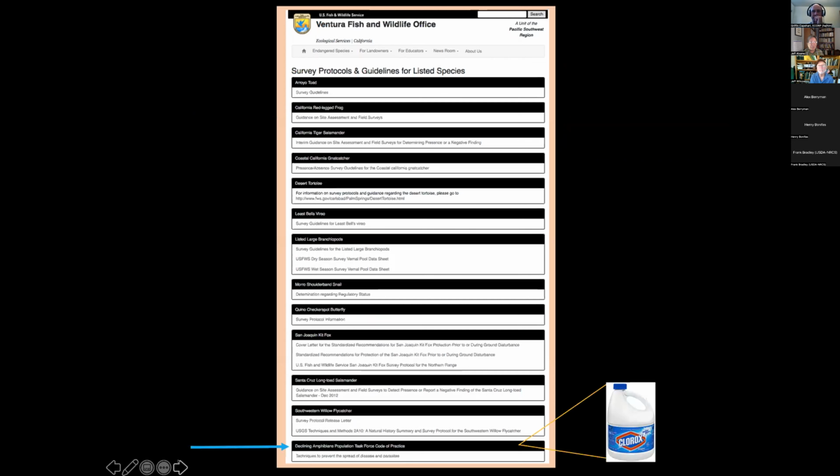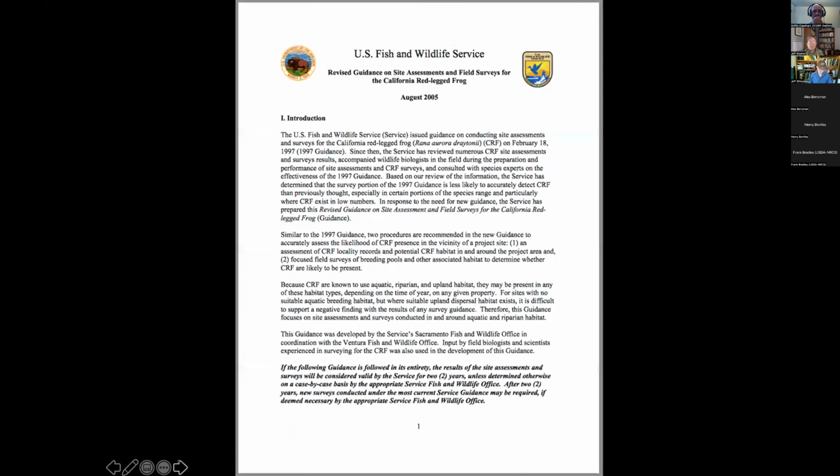Then also keep in mind, because we're going to talk about this too, they do have a protocol for cleaning your gear, cleaning your waders, that sort of thing, so that you don't get involved in transmitting things like chytrid or rhinovirus or other things. So here's the guidelines for site assessments and field surveys for red-legged frogs.